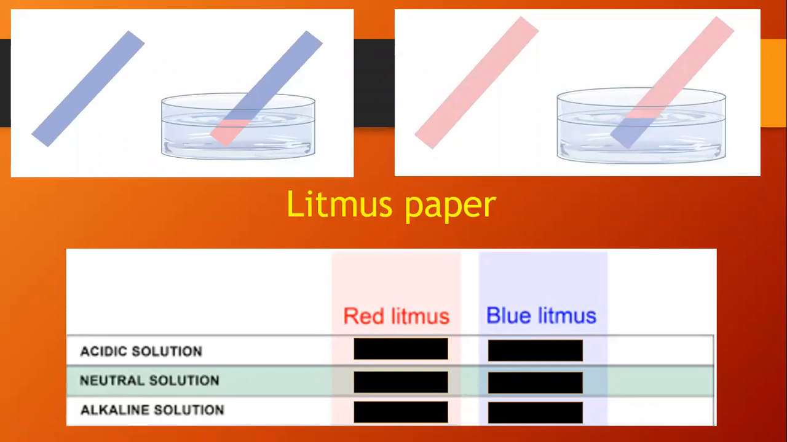Okay, now my question is, raise your hand if you want to answer. I want to see the effect of the acidic solution on the red litmus paper and on the blue litmus paper. Raise your hand if you want to answer. What is the effect of the acidic solution on the red litmus paper and on the blue litmus paper?